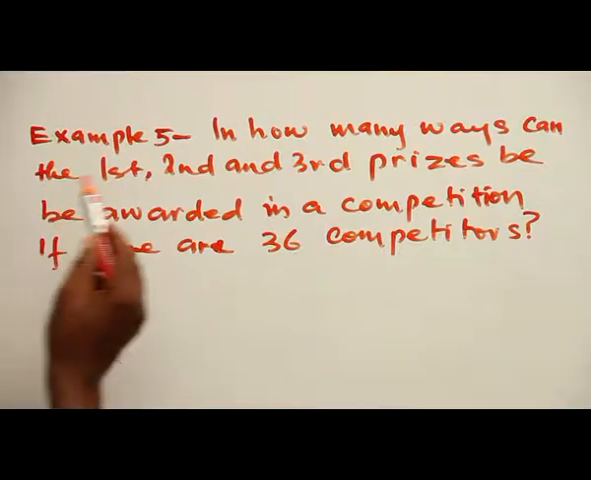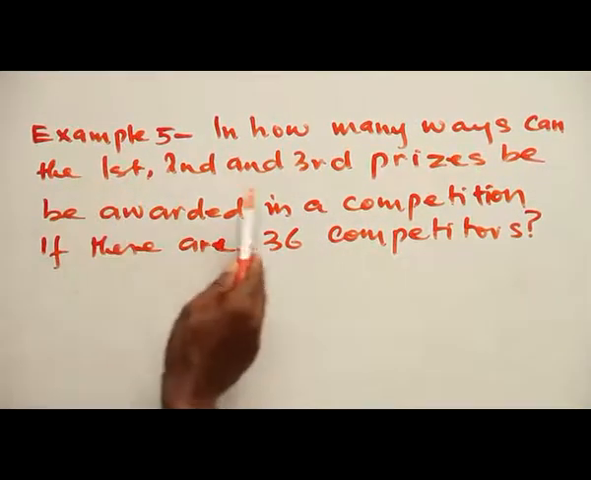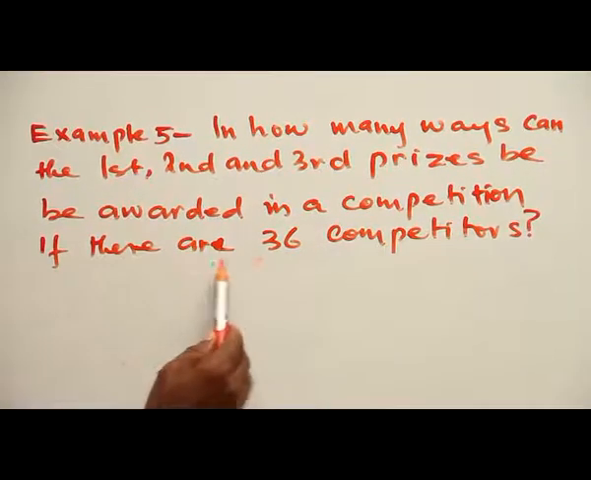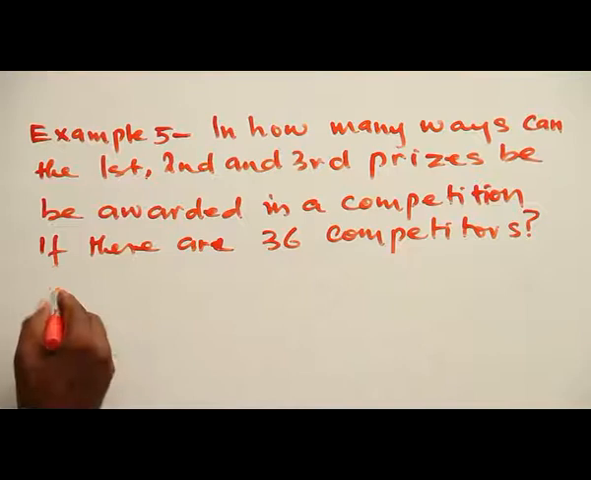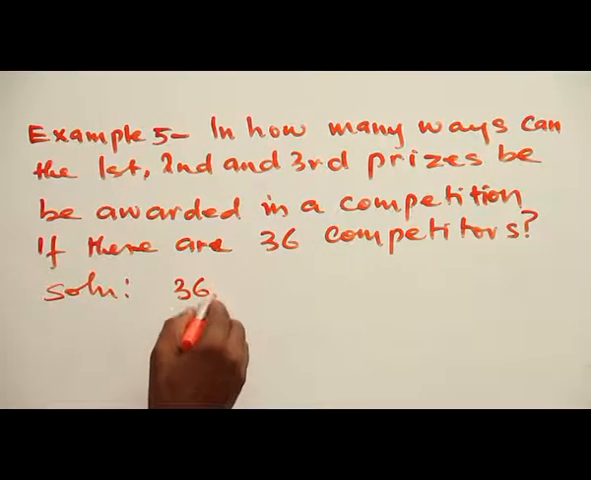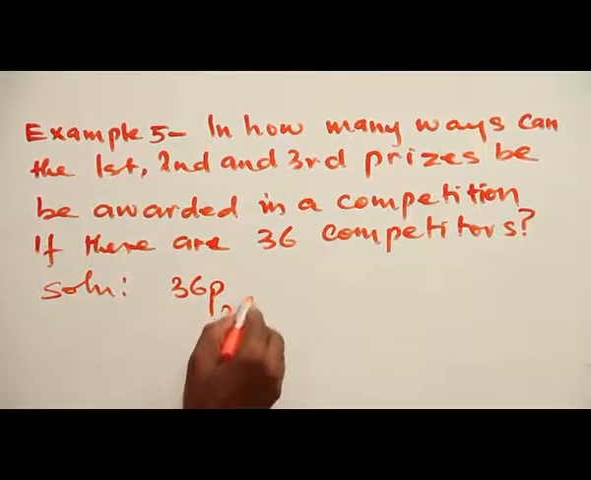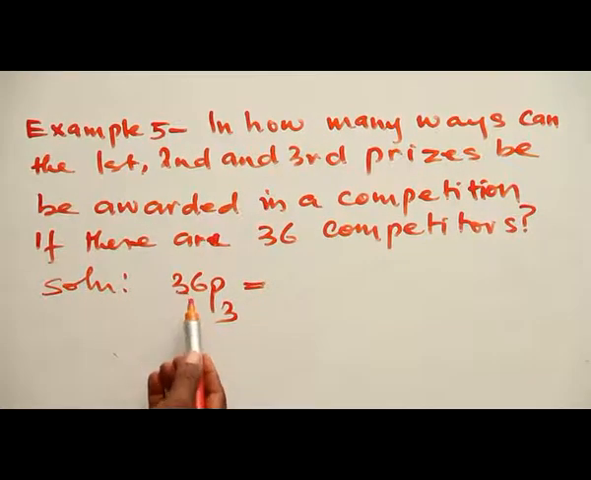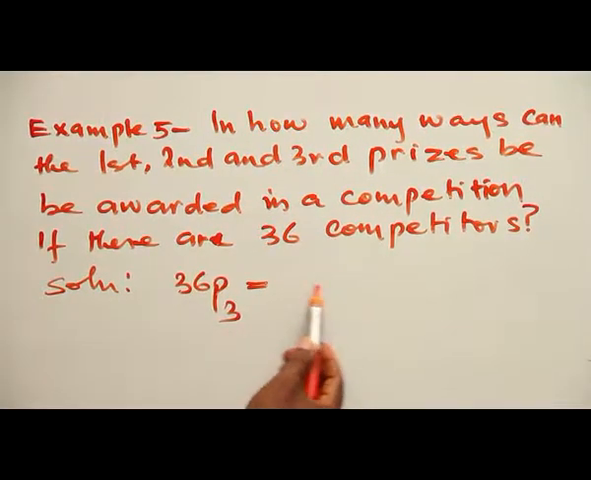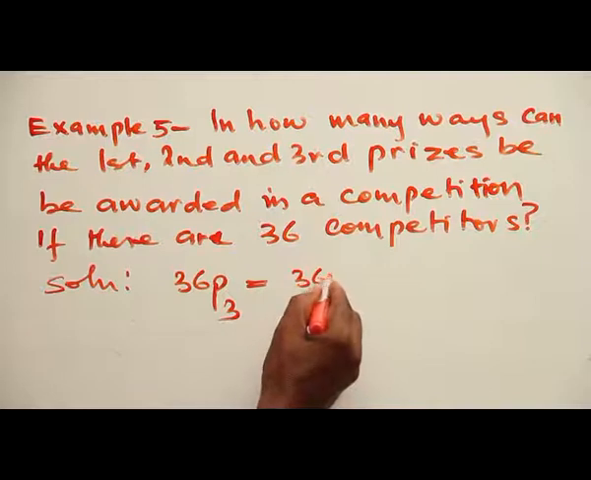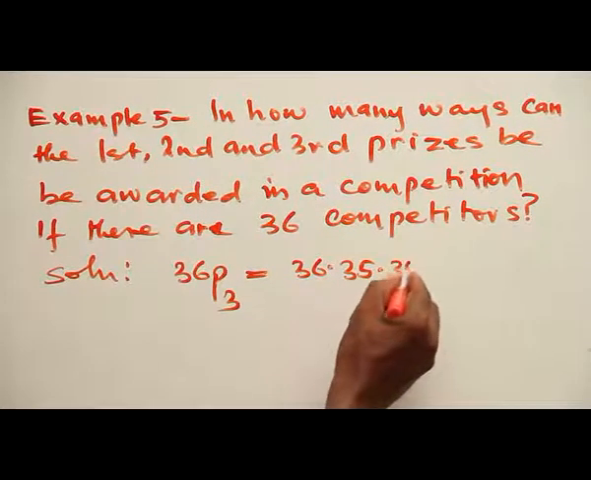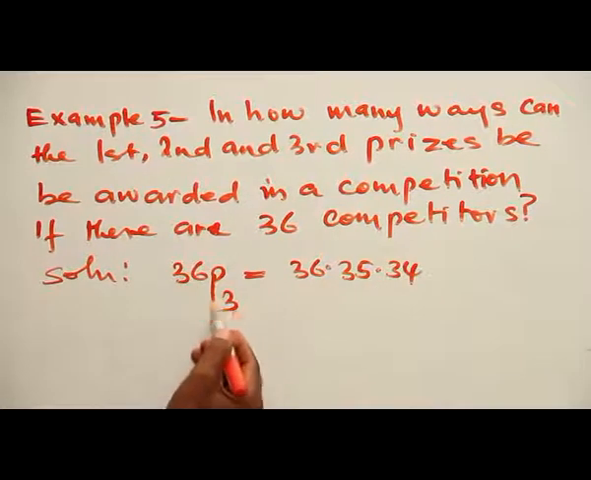Example number 5. In how many ways can the first, second, and third prizes be awarded in a competition if there are 36 competitors? Solution: we have 36 competitors, out of which 3 will be selected. And so that means, remember, we go in descending order for 3 points. That is 36 times 35 times 34. Because it's 36 permutation 3.